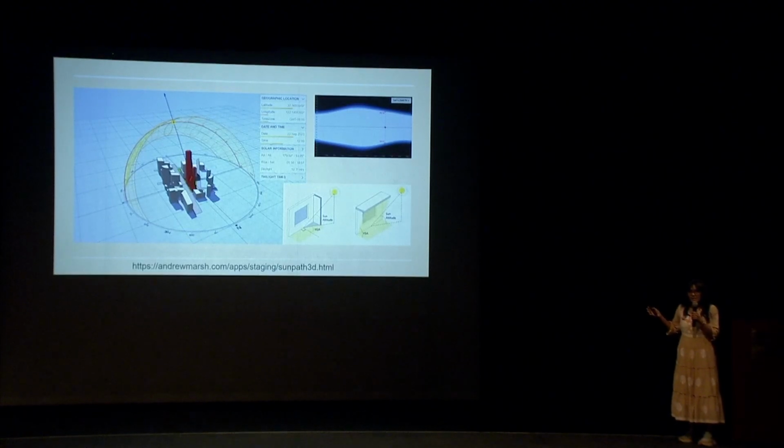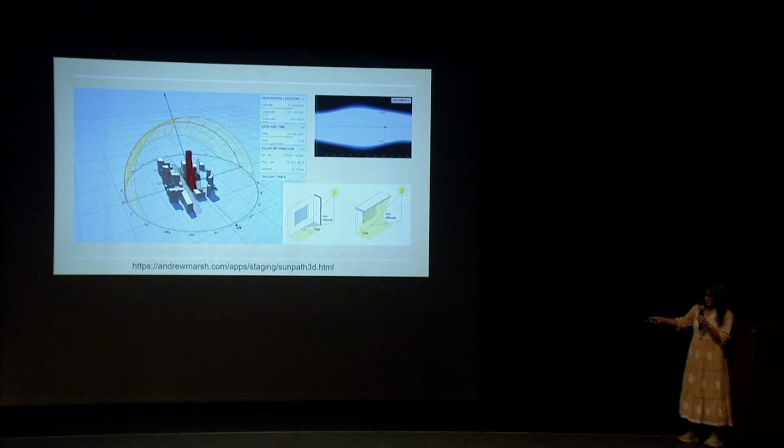When a building is in shade, that means the building is getting less daylight, but it's also getting less heat, and you would need less energy for cooling the building at that time. So using the sun path diagram tells you a lot.